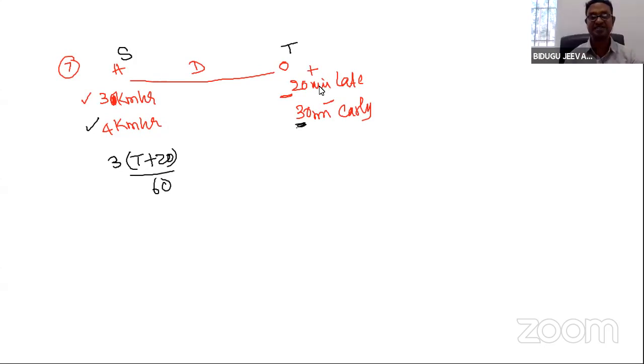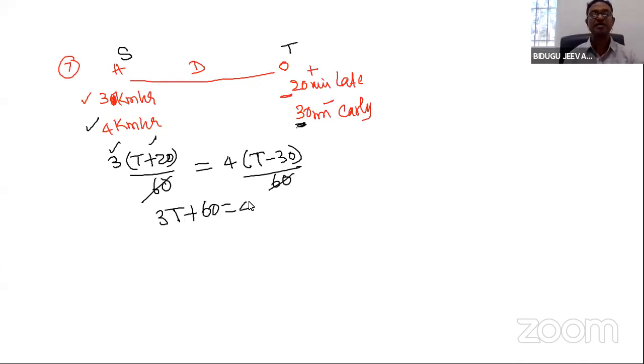Why? Because I'm equating the distance. Distance is nothing but speed into time. This is speed, this is time. Now if you travel with 4 km per hour, early means less: T minus 30 by 60. This is the conversion factor. Now simplify, you get the time. 3t plus 60 is equal to 4t minus 120. 4t minus 3t is t, so this is 180 minutes, or hours, sorry, hours.